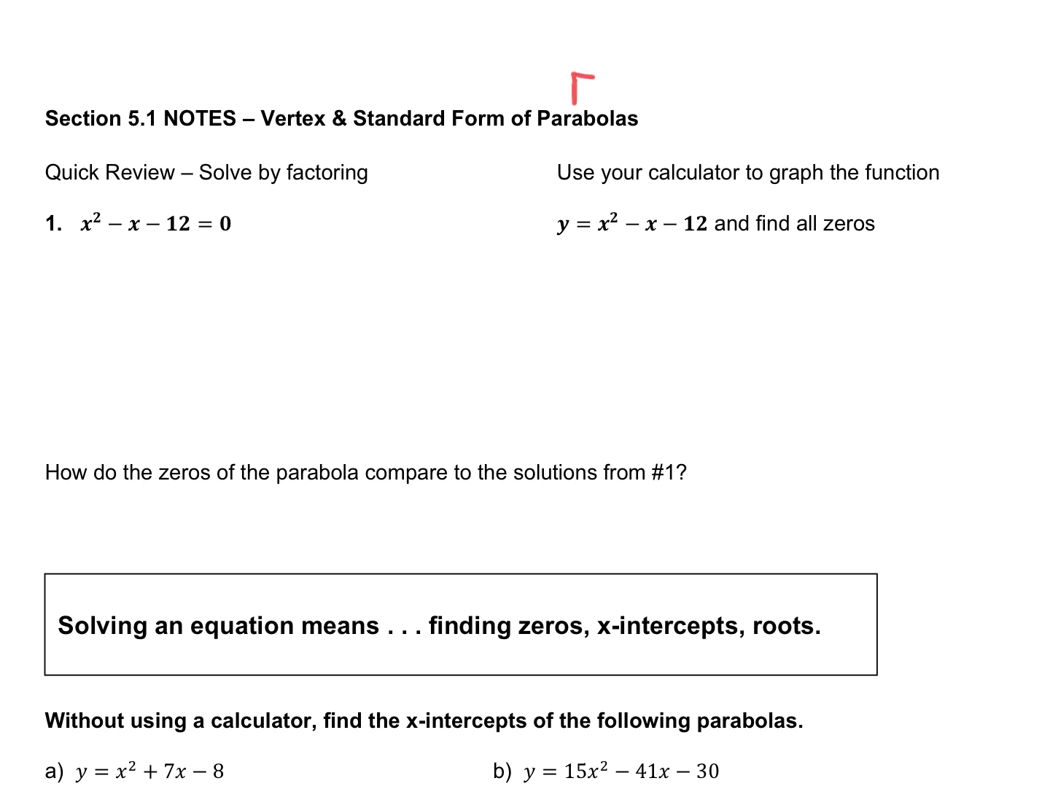Now remember, parabolas are a U-shaped curve.